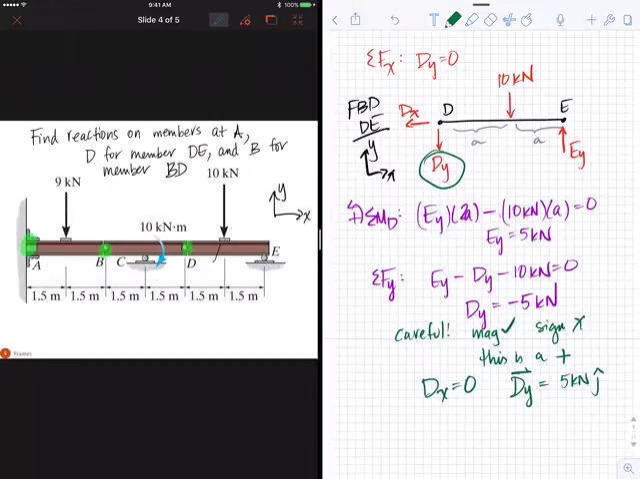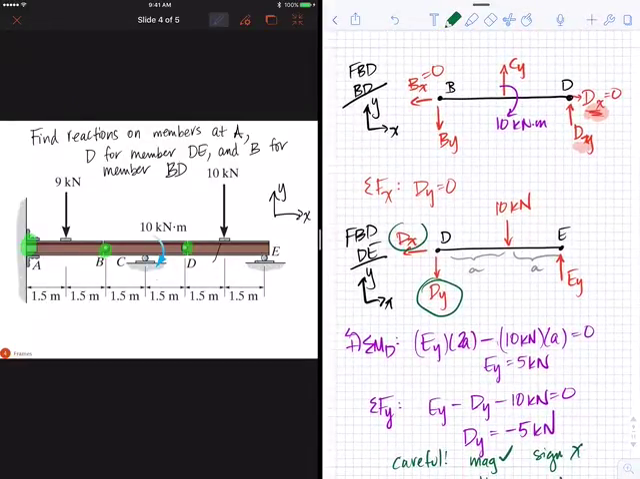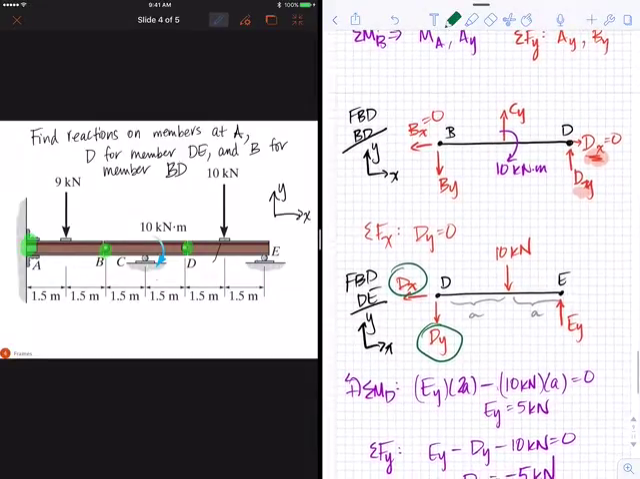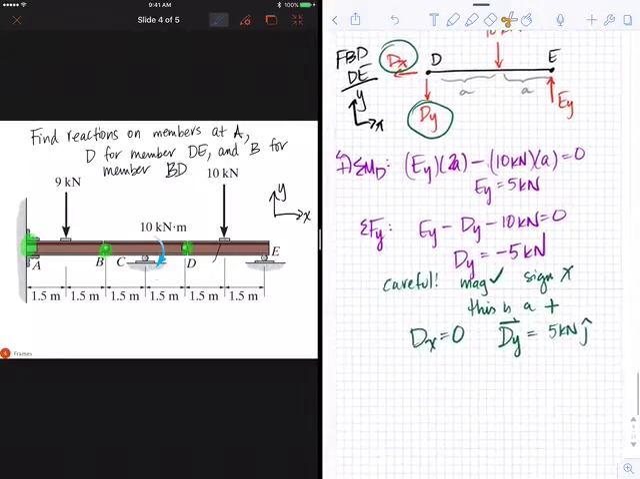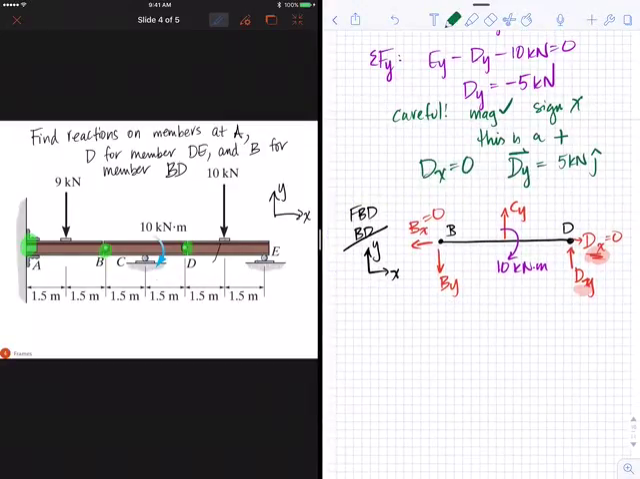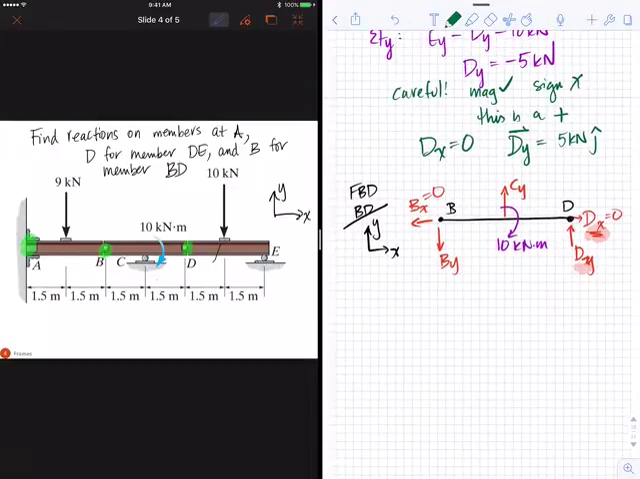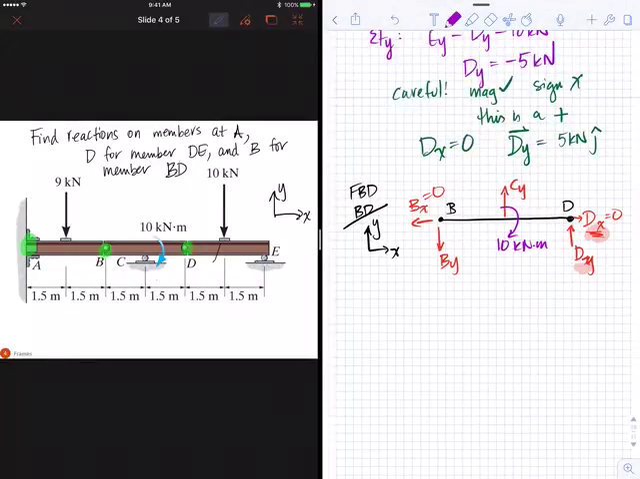Okay, so now that we've got that one, we can come back up and start figuring out the rest. So we've got dx and we've got dy. And the question asked for what else is happening at member B. Now we can come grab this free body diagram and start solving for these now that we have a few more knowns. So now that I know what's happening at D, I can take the sum of moments, right? Sum of moments at C, maybe. Positive counterclockwise.